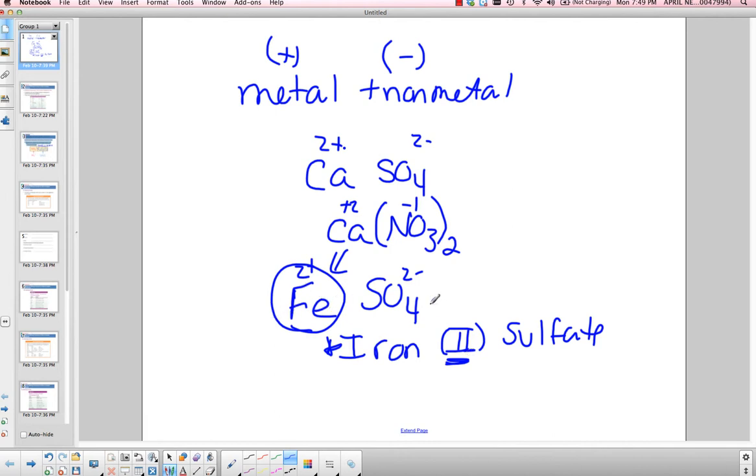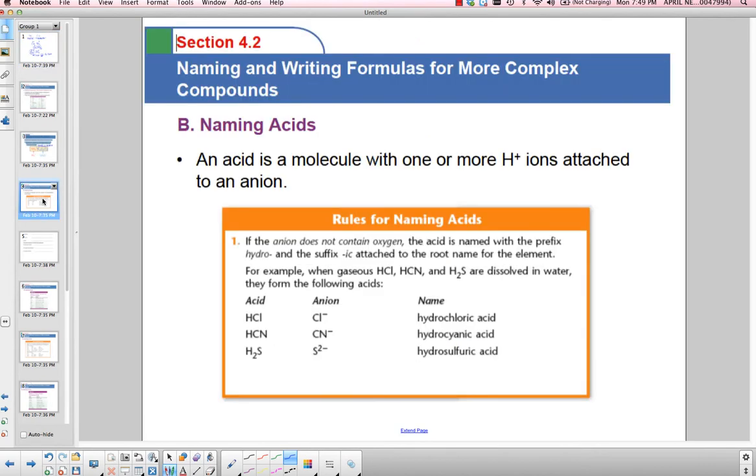So that's type 4. There's a little document under modules that you can go through and work some of those problems. Some of you have already started them in class, so if you need any extra help, just let me know and I'll come around.